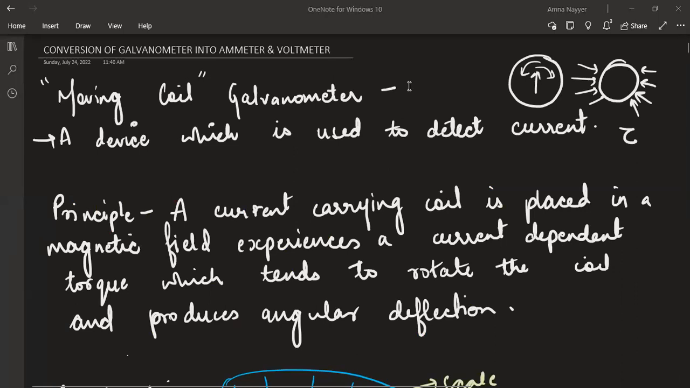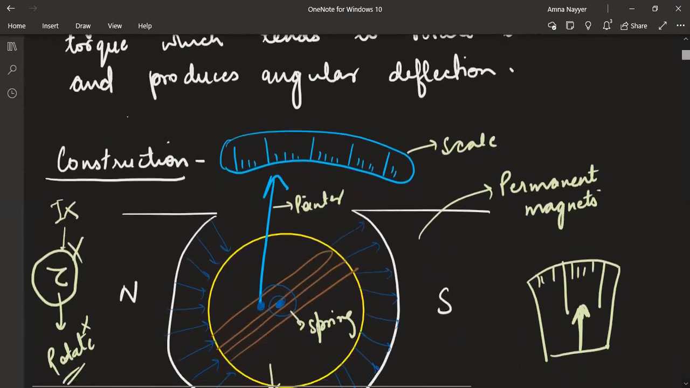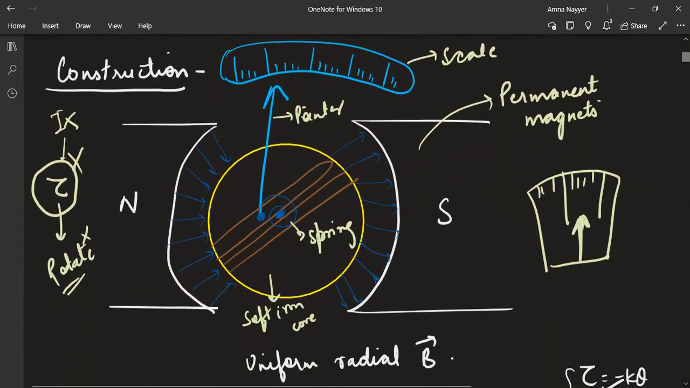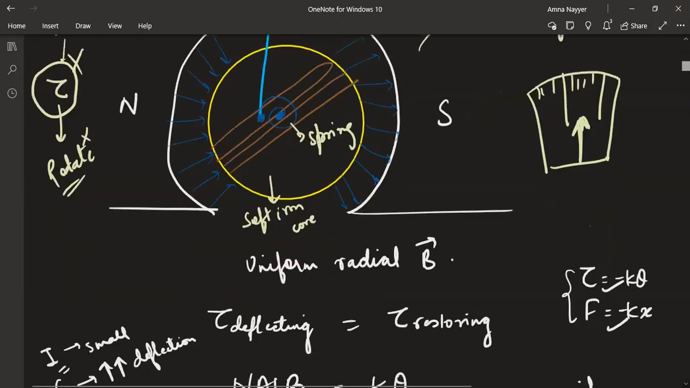The last topic is the conversion of galvanometer into ammeter and voltmeter. Before that, you have the moving coil galvanometer. From this topic, the principle, the meaning of the device, and the construction can be asked to you. Our principle is directly based on torque. And the construction: between two permanent magnets which have concavities, there is a radially directed magnetic field, along with a spring connected to the soft iron core which carries a pointer. When the spring moves, it allows the pointer to move on the scale. This is the construction part of it.